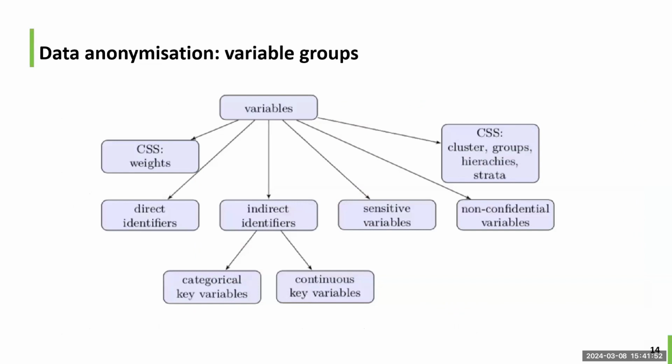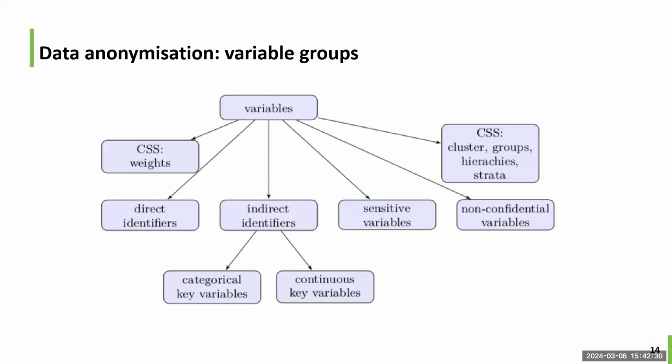Okay, something to keep in mind, the way we group variables when we're thinking of data anonymization. We already talked about the direct identifiers that we handle through pseudo-anonymization. And then we have indirect identifiers, which might be continuous variables or categorical variables. Someone's height, for example, might be an indirect identifier measured in centimeters. So that's a continuous variable, or someone's weight or upper arm circumference and so on.